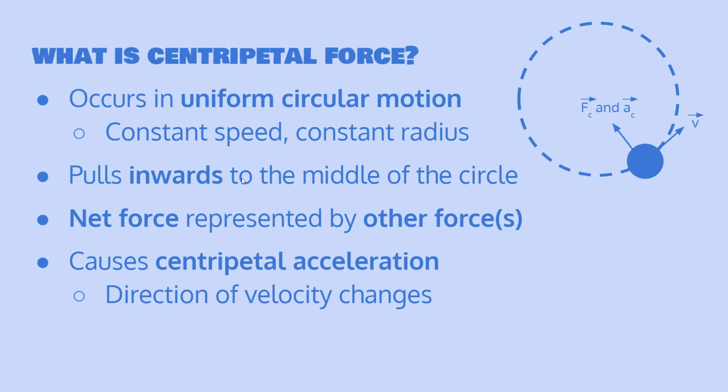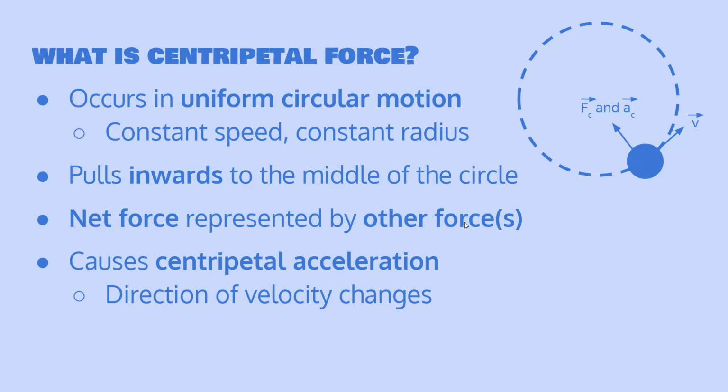And the centripetal force pulls the object inwards towards the middle of the circle, and the centripetal force actually makes it continue the circular motion rather than the object just flying out of the orbit due to inertia. And here's another really important point that I had trouble understanding earlier. So the centripetal force is always a net force acting on the object, and it's going to be represented by other forces in different situations. So there's never going to be just the centripetal force by itself.